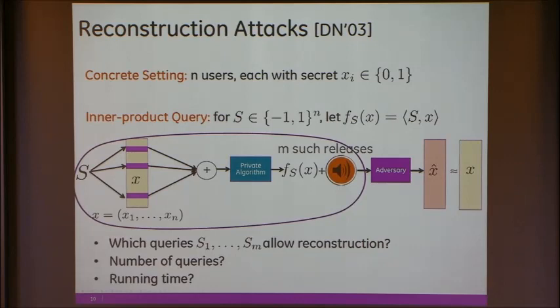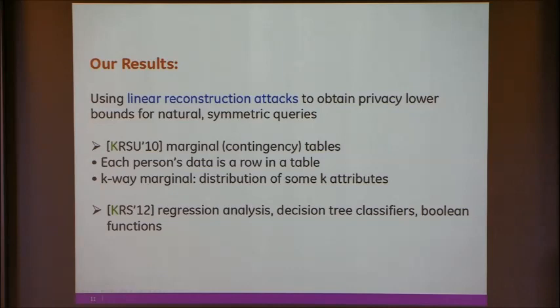So inner product queries are nice, but they are not very natural. So what we have been trying to do is to understand linear reconstruction attacks to obtain privacy bounds for natural and symmetric queries. In a couple of papers, we have shown that many natural functions could be analyzed using linear reconstruction attacks. So we have looked at marginal contingency tables, and also recently we looked at some regression analysis, releasing Boolean functions, and so on. So that's going to be the talk that I'm going to cover now.